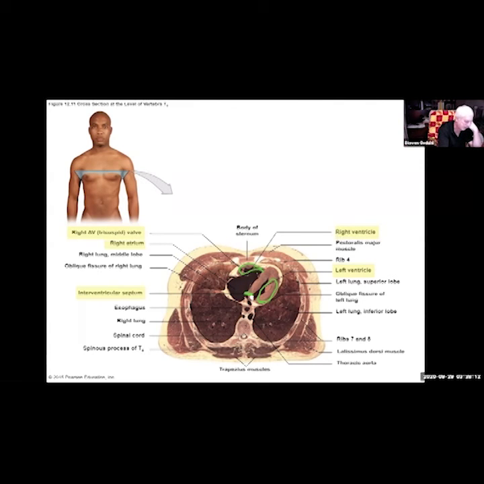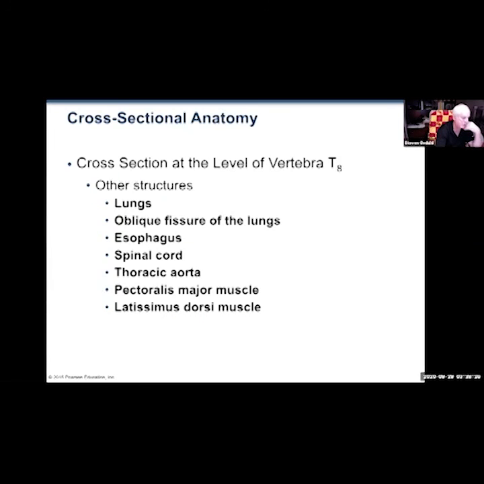And then the right tricuspid valve is a valve that closes between the atrium and the right ventricle. Okay, we haven't gone through this, but we will. We'll go through all the different valves of the heart and get that in great detail. At T8, you have the lungs, the oblique fissure of the lungs, the esophagus, the spinal cord, thoracic aorta, pectoralis major, and latissimus dorsi muscle.